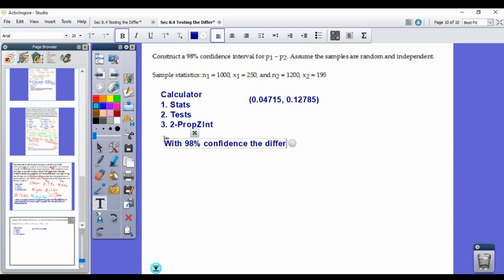Okay, so what I could then say is with 98% confidence, the difference in P1 minus P2 is between, I want to copy and paste this so I don't have to retype it. All right, and done.